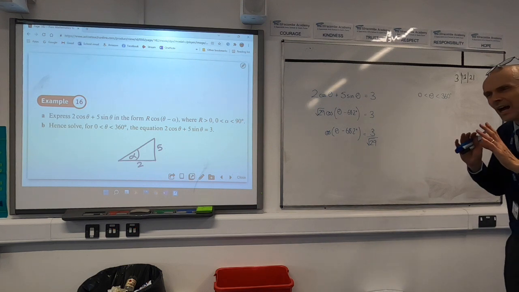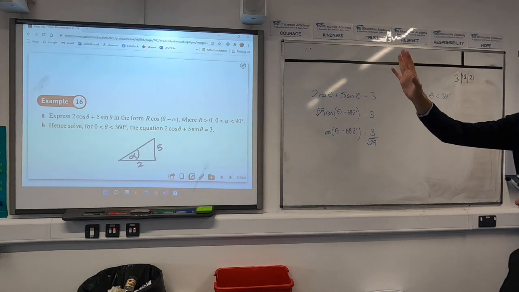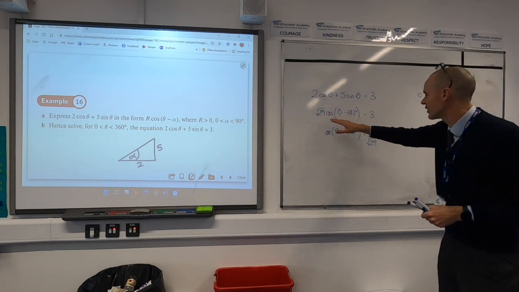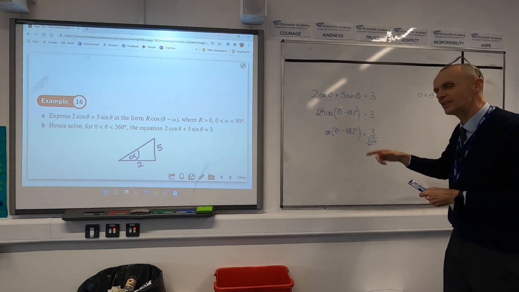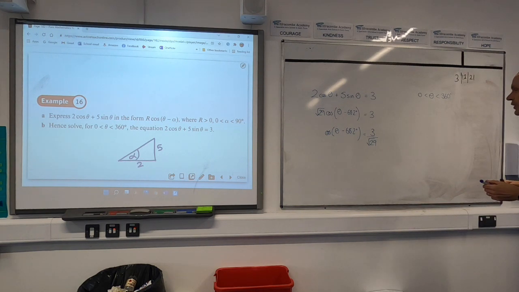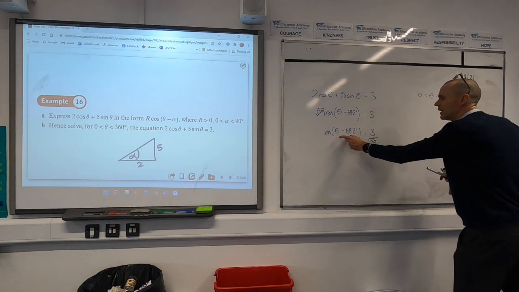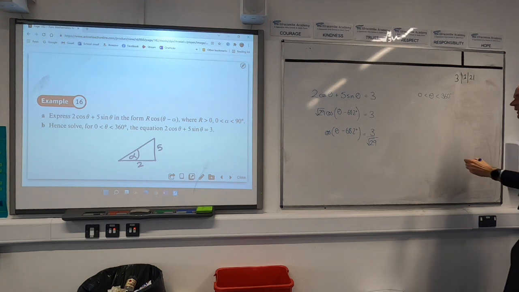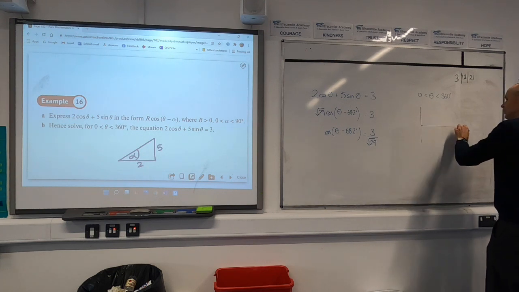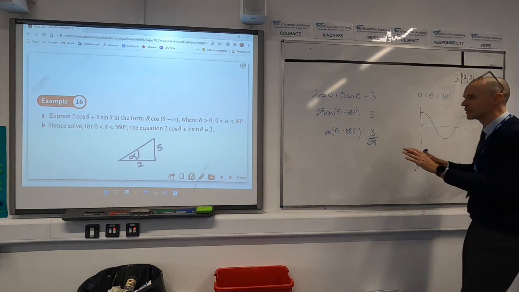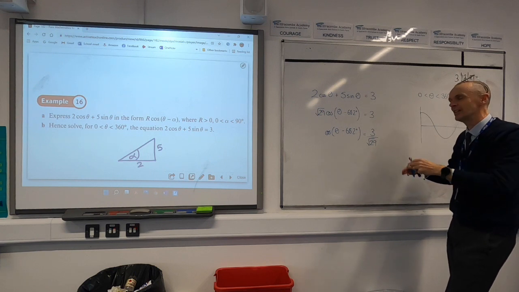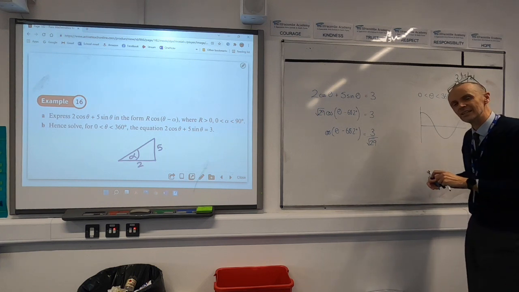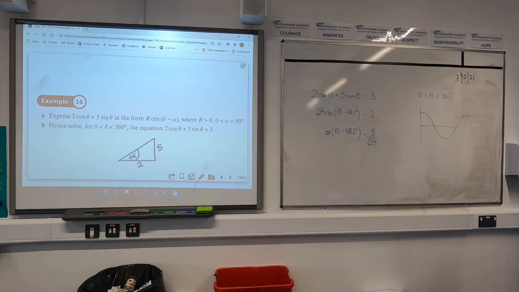Now, the previous question asked us to sketch this curve. I need you to be clear that when I'm solving this equation, I'm actually going to do what we normally do when we've got something other than just x or theta there. I'm going to do it for the normal cos curve. So I'm basically substituting that with something, and then I'm going to add 68.2 to all my answers.